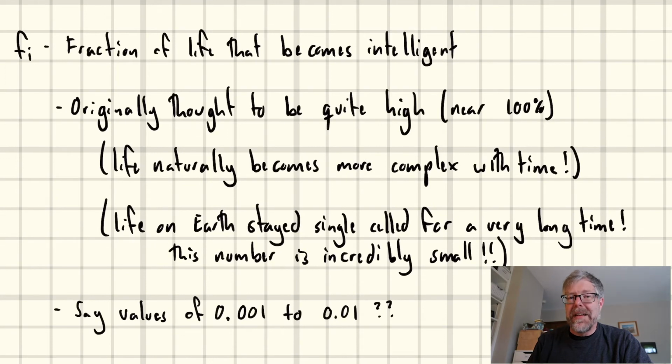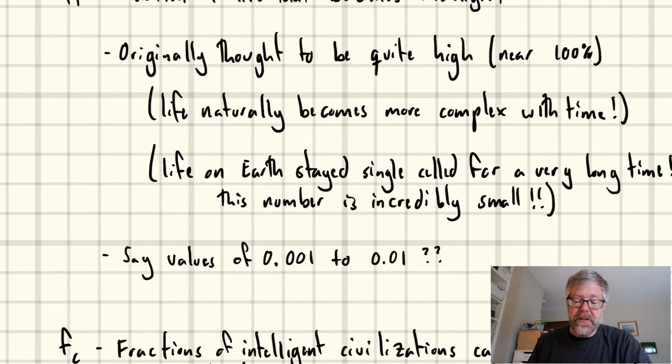Life on Earth remained single-cell organisms for about 1 billion years. So really, we have no idea how quickly life can evolve, whether it does evolve to be intelligent or not. So this number could actually be really, really, really small. So you could give values of like 1% of all life becomes intelligent eventually, or 0.1%, no real idea.